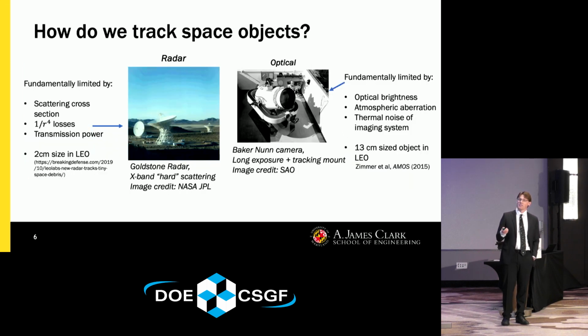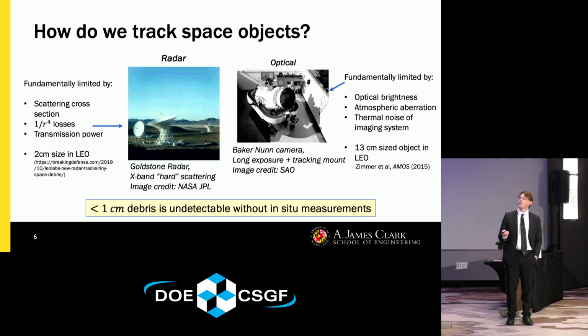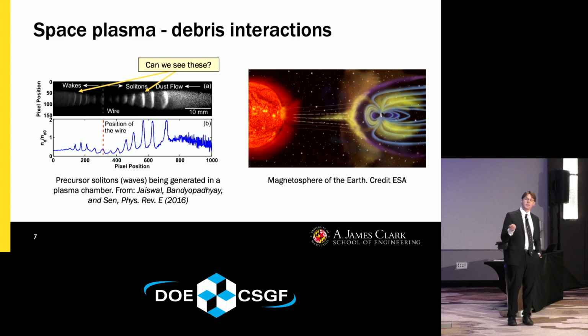And these two methods are very much at the technical limit. We've built the most powerful version of them we can. So radars have 1/r⁴ losses. They're limited by transmission power, and we've built some of the biggest radars we can. And so they can't see anything smaller than about 2 centimeters. And telescopes are fundamentally limited by optical brightness and atmospheric aberration, and so they have an even higher size resolution. So all this is to say we need a new method of detecting space debris.